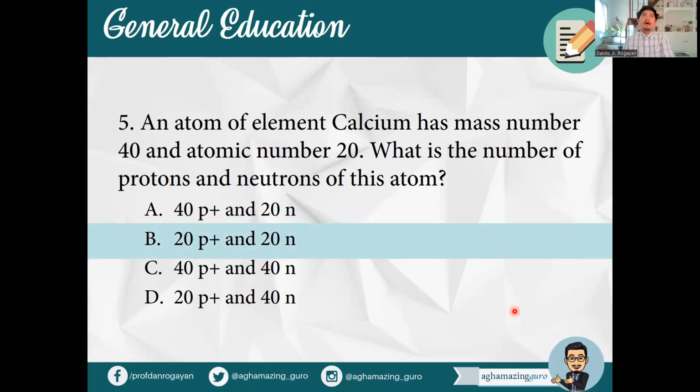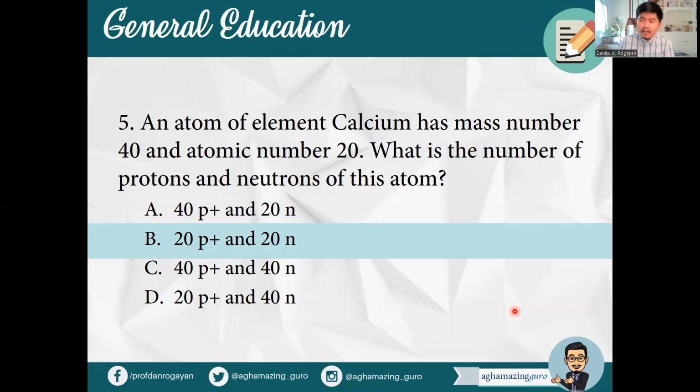Tatandaan nyo, we have our major three subatomic particles. Our proton, the positively charged subatomic particle. Electron, the negatively charged subatomic particle. And your neutron, which is neutral, so no charge. So the question here is the number of the subatomic particles.